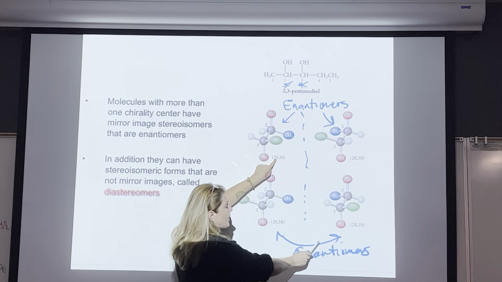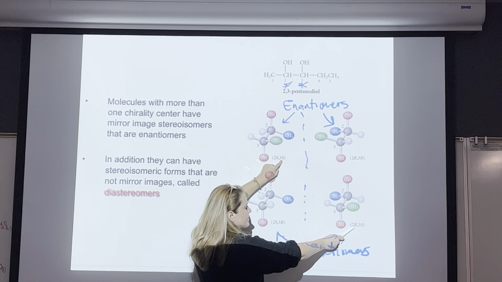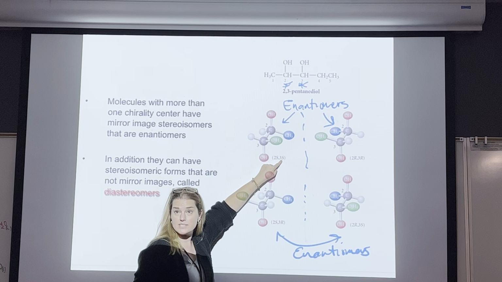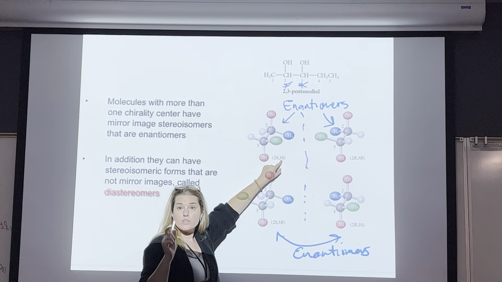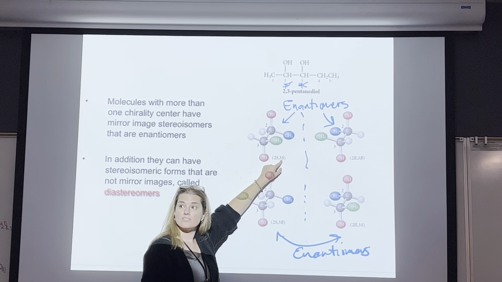You have 2S and 2R. So, okay, that one qualifies, but then you have 3S and 3S. They have to be opposites at every chiral carbon. Are we okay with this? So if you're not an enantiomer, that throws you into which category? Into the diastereomer category. Are we all right with this?